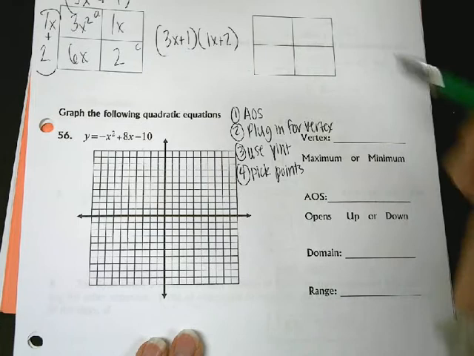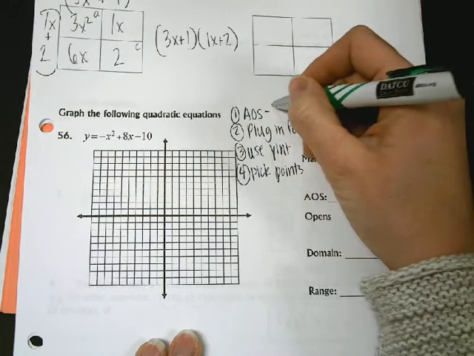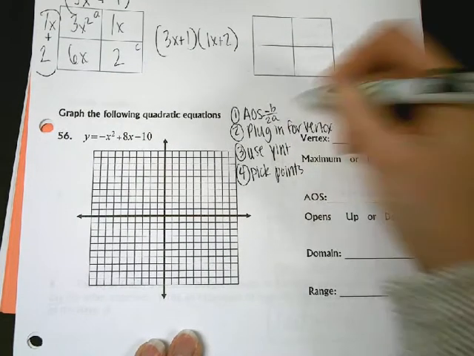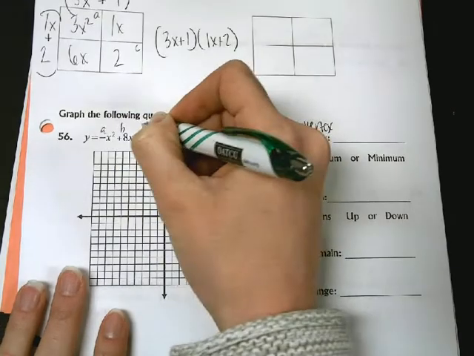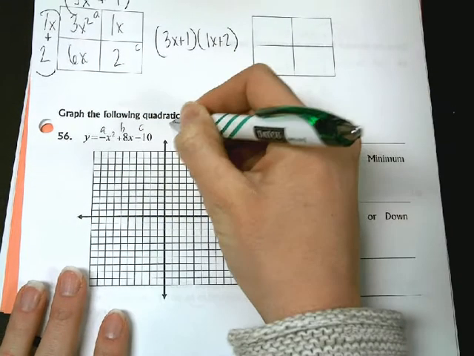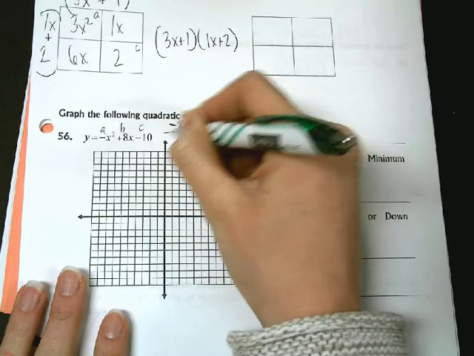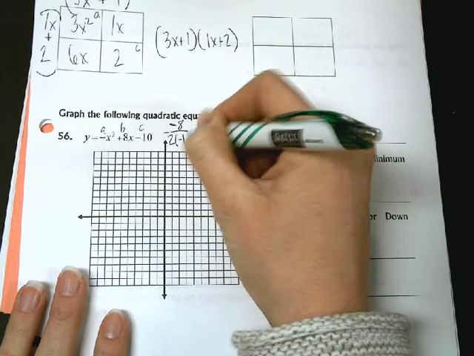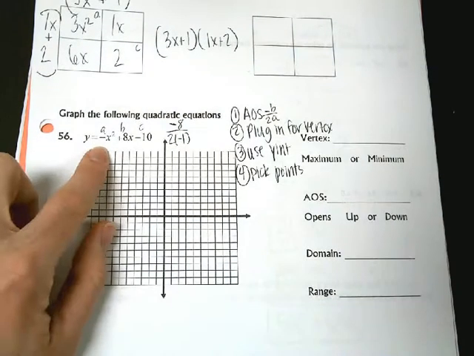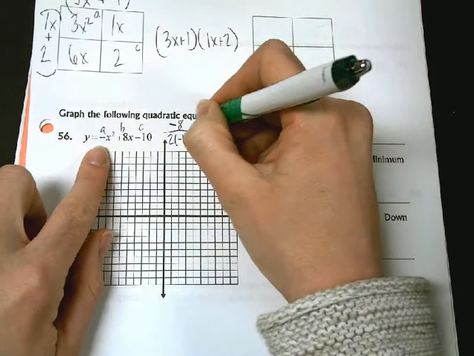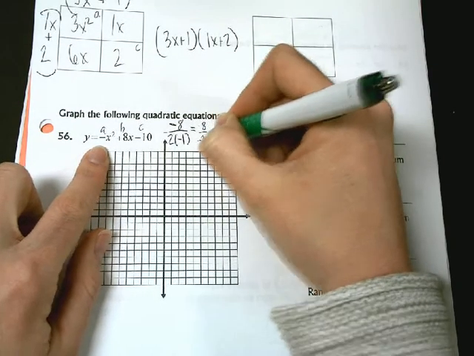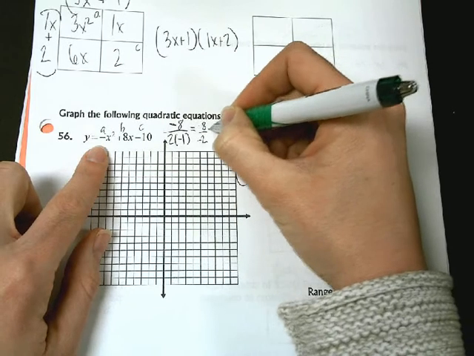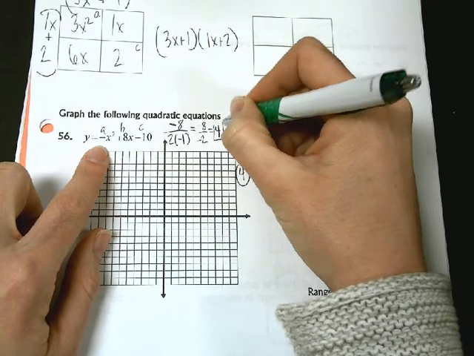So the first thing I want to do is the axis of symmetry. Remember that that formula is opposite of b over 2a. So this is a, this is b, and this is c. So the opposite of b is going to be a negative 8 over 2 times negative 1, because a is negative 1. So you get negative 8 over negative 2, which simplifies to 4.